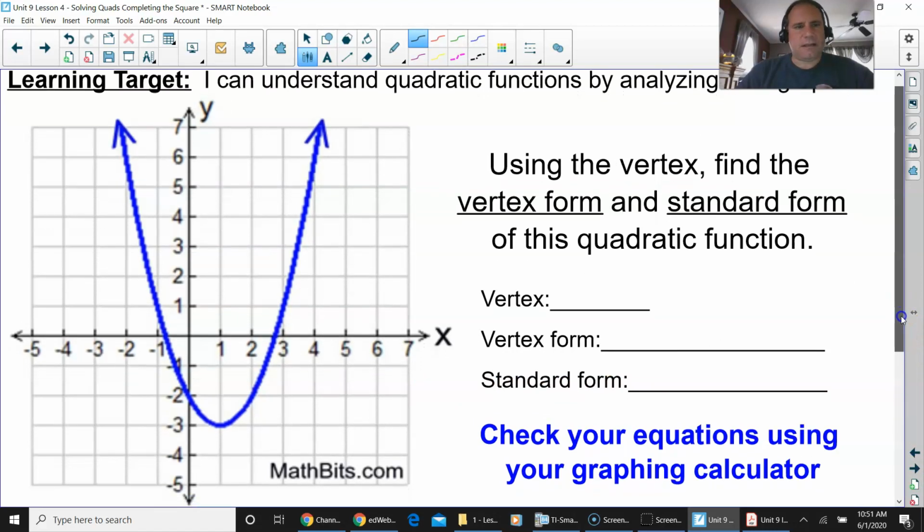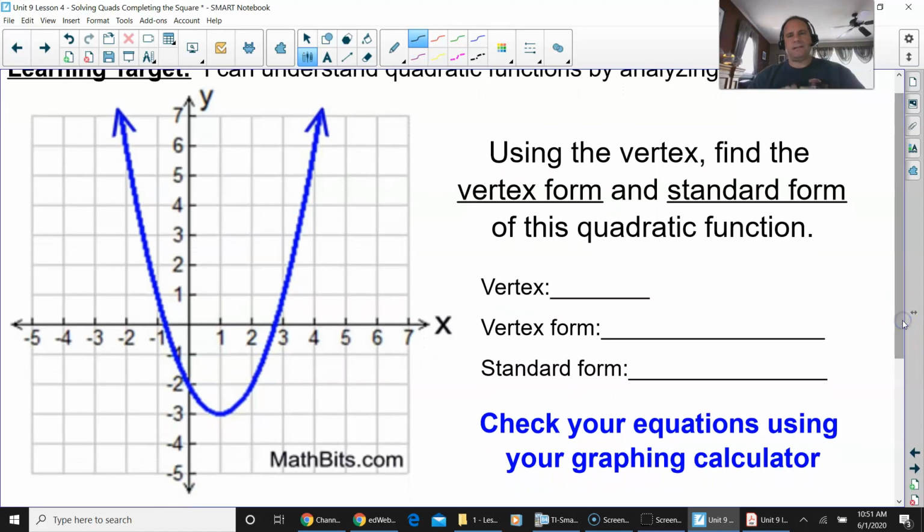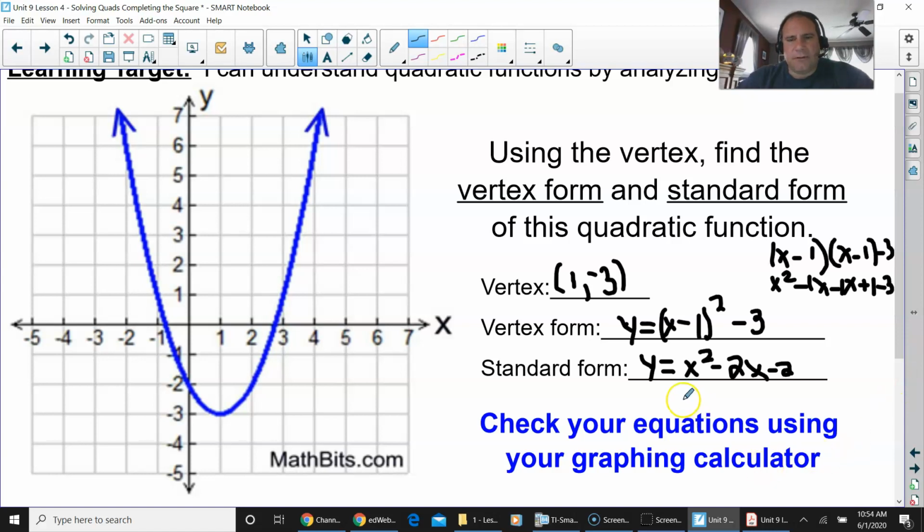Okay, so the vertex, and this is basically use the vertex and the standard form of this quadratic function. See if you could do it. You could press pause now. All right, so here we go. The vertex is 1, negative 3. Hopefully you got that. It's right there. And it is 1 to the right and 3 down.